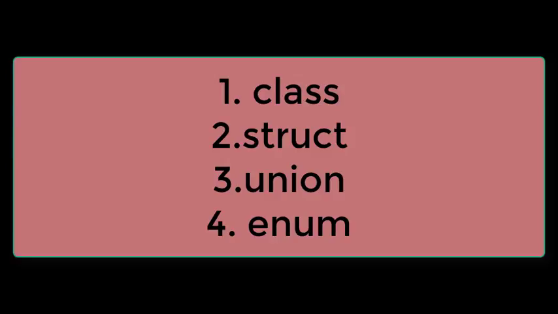Next is union. A union is a memory location that is shared by two or more different variables, generally of different types at different times. The keyword is union. The last one is enumeration. An alternative method for naming integer constants is often more convenient than const. This can be achieved by creating enumeration using the keyword enum.